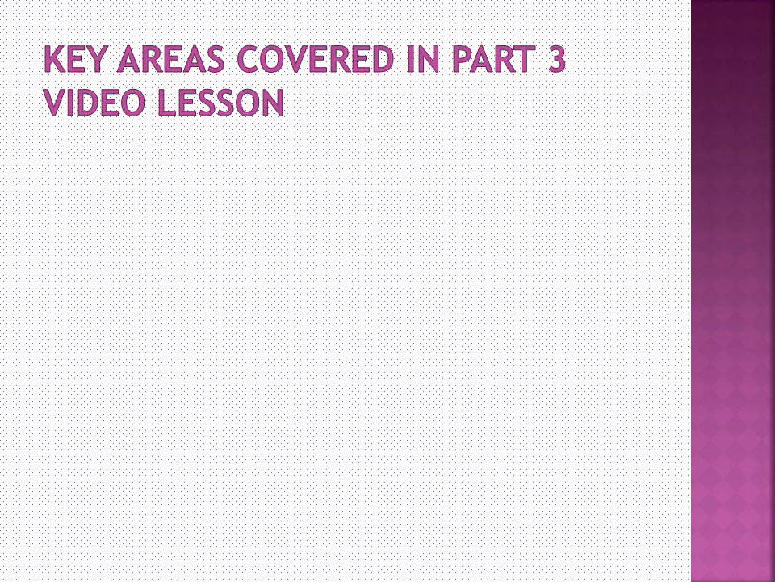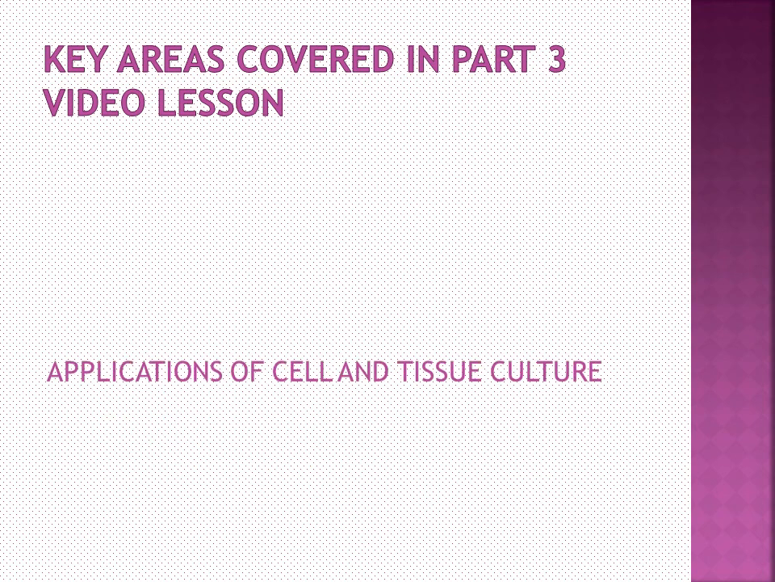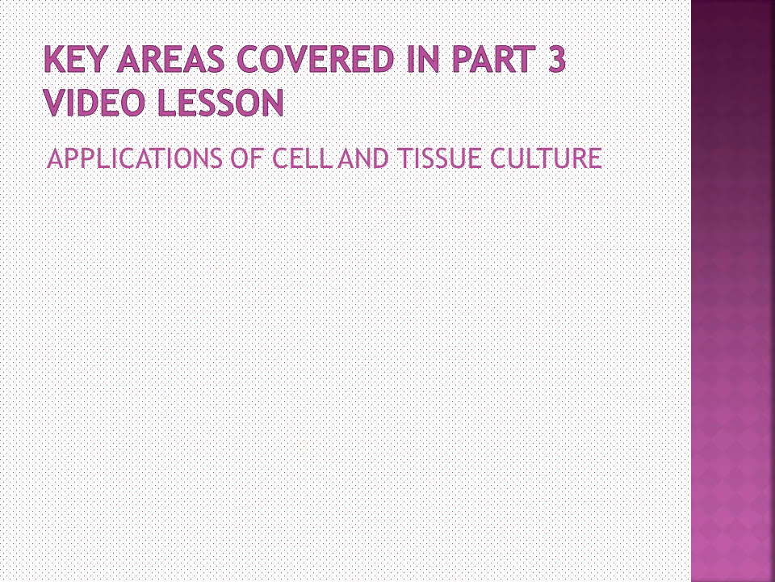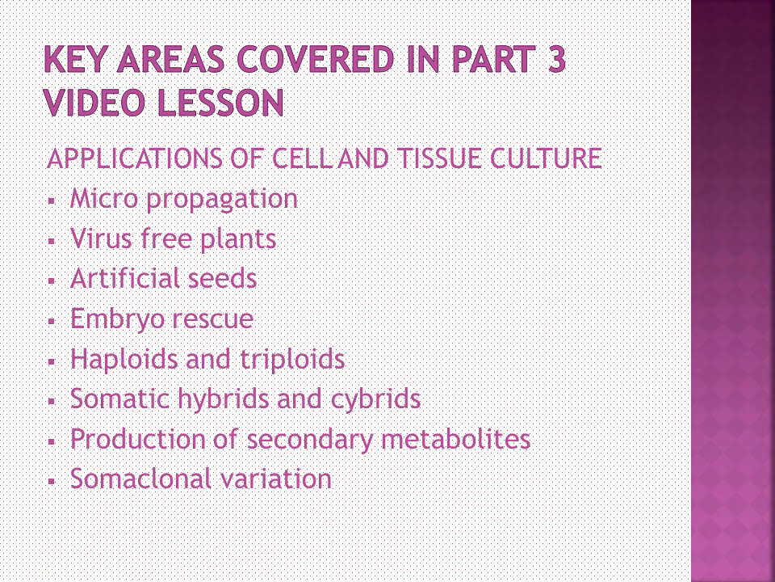Key areas covered in part 3 video lesson. In this part 3 video lesson, we'll be dealing with applications of cell and tissue culture. We will look at micropropagation, virus-free plants, artificial seeds, embryo rescue, haploids and triploids, somatic hybrids and cybrids, production of secondary metabolites, and somaclonal variation.